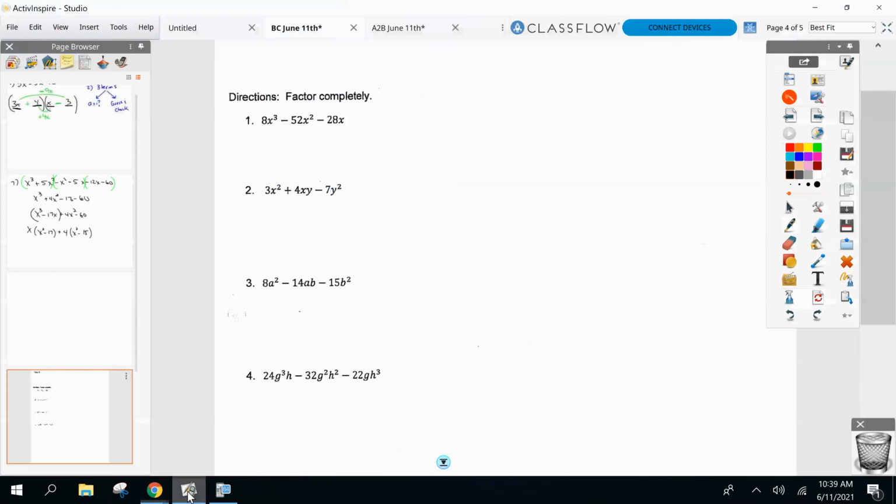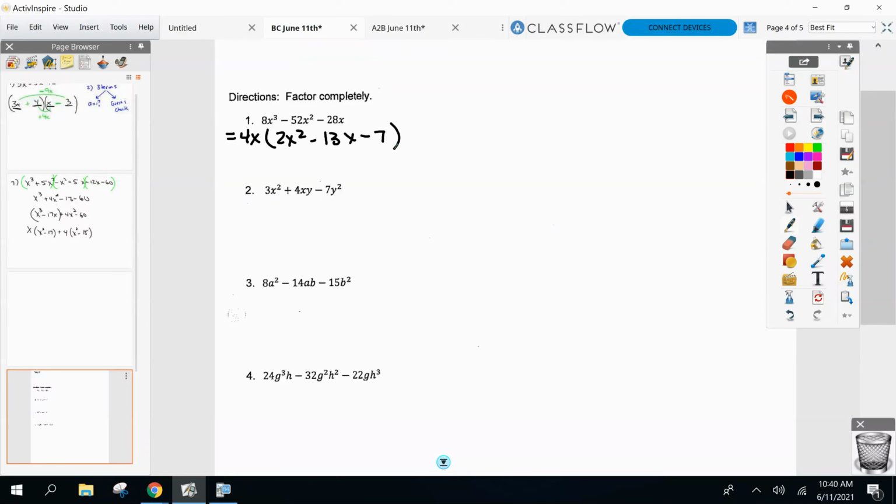All right, Vinny, what do you want to pull out here? 4x. Yes, 4x. And when you pull a 4x out, you get 2x squared minus 13x minus 7. And this is where we went to yesterday. How can I factor 2x squared minus 13x minus 7?